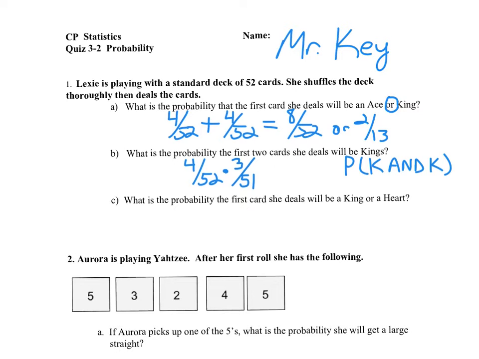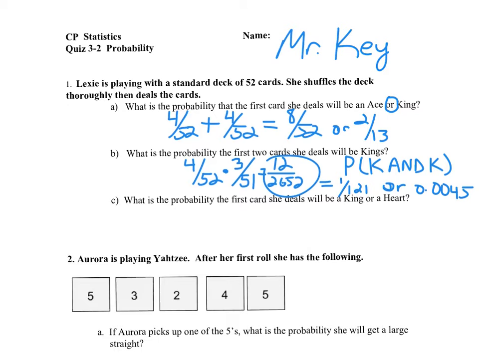So when you multiply 4/52 and 3/51, that comes out to 12/2652. Now you could have reduced the 4/52 first and then done the multiplication. This would be an acceptable answer, but it does reduce nicely to 1 out of 221. 12 goes into 2652 221 times. As a decimal, this is 0.0045.